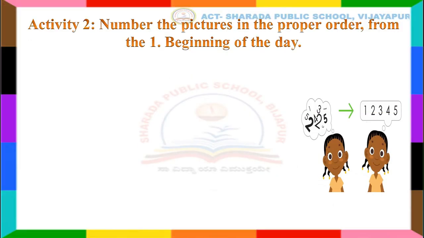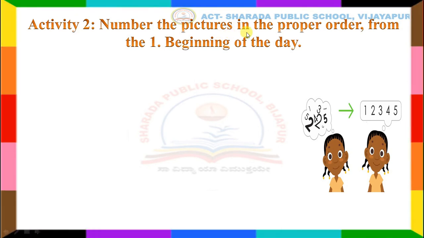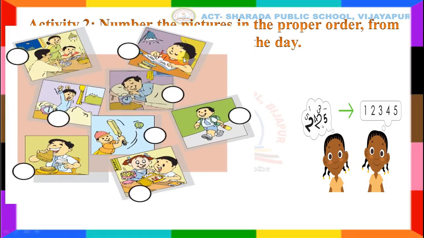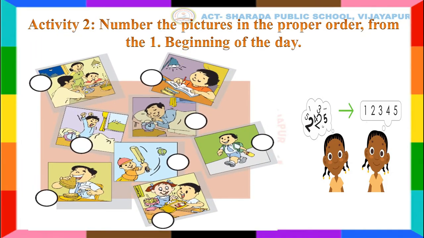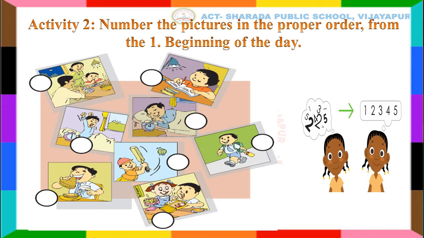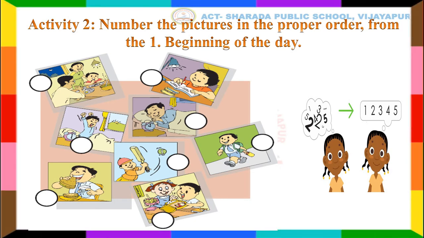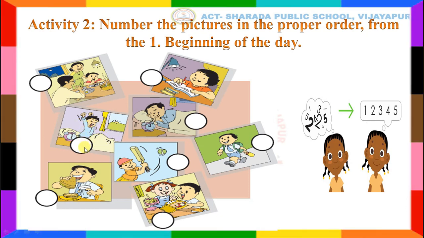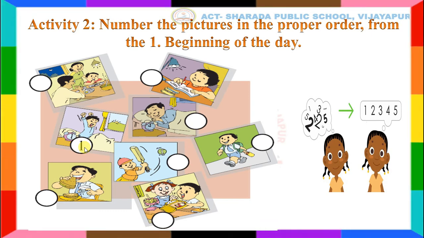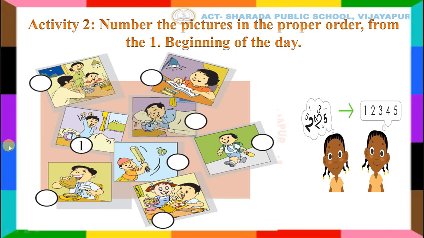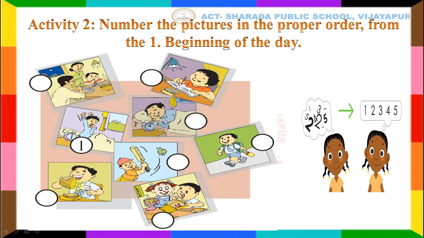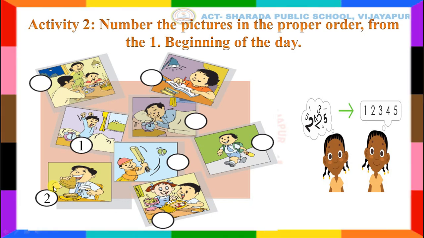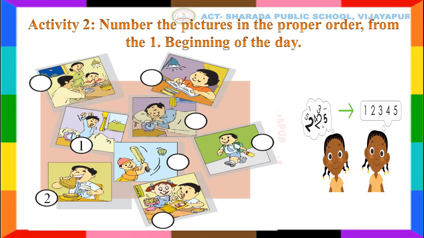Now let's move to activity number 2. Number the pictures in the proper order from the beginning of the day. Children, you need to number the pictures in the proper order from the beginning of the day. For example, get up early in the morning is step 1. So, number it as 1. Second one is having breakfast, is 2. Similarly, number the pictures in the proper order.